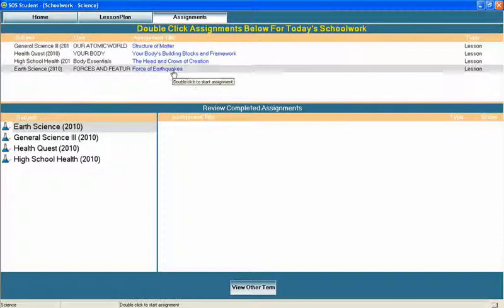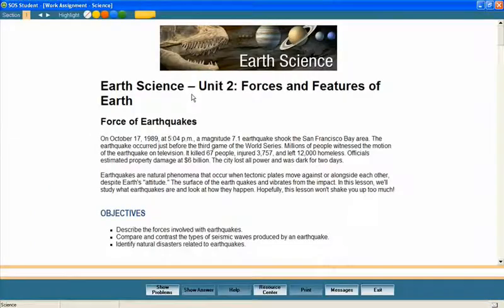Now let's take a look at an earth science lesson to see how concepts like these are covered. In a unit entitled Forces and Features of Earth, let's look at a lesson called Forces of Earthquakes.